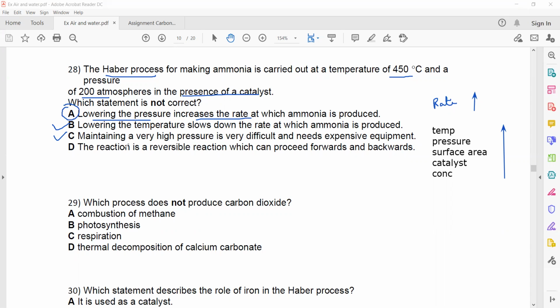That's true. The reaction is reversible, which can proceed forward and backward. The manufacture of ammonia by the Haber process is a reversible reaction. The nitrogen and hydrogen can form ammonia, and ammonia can decompose and form nitrogen and hydrogen back. So B, C, and D statements are true. Which statement is not correct? A is the incorrect statement. Is it clear?